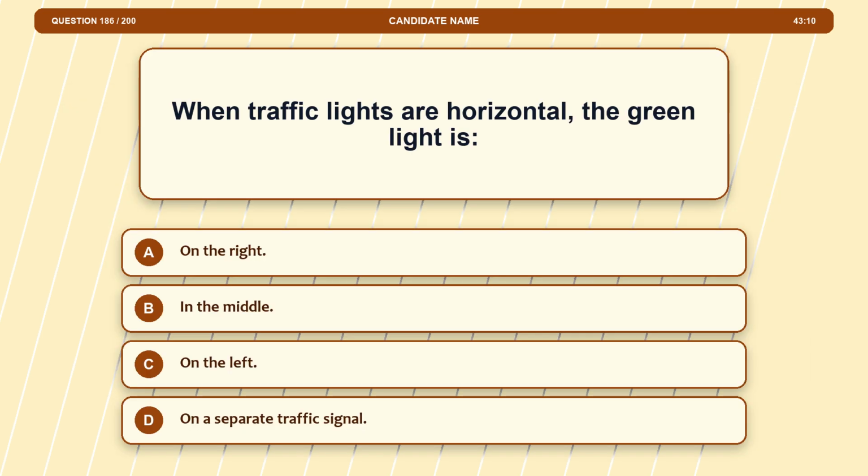Question 186. When traffic lights are horizontal, the green light is: Option A. On the right. Option B. In the middle. Option C. On the left. Option D. On a separate traffic signal.